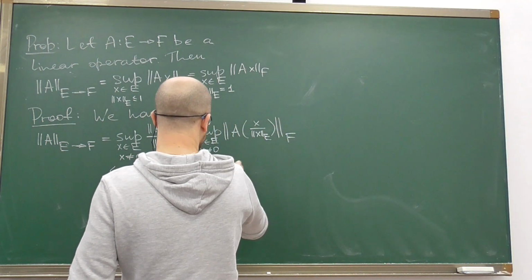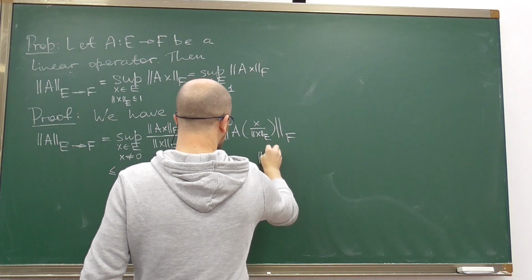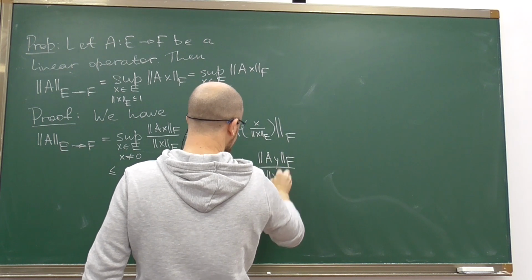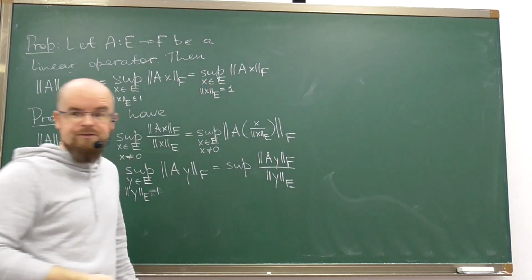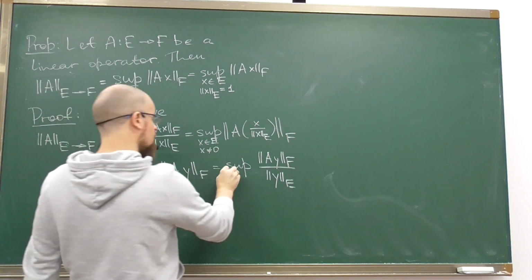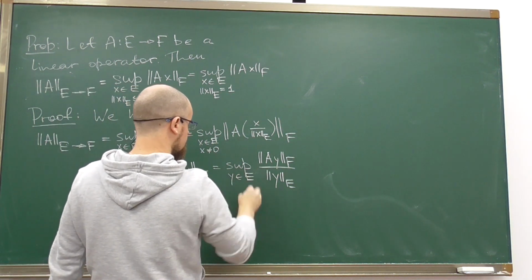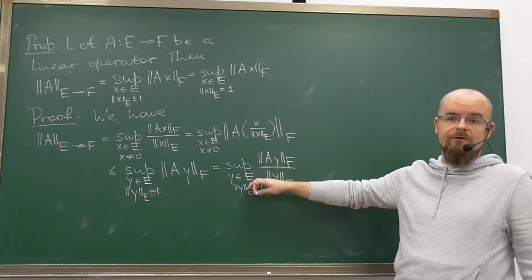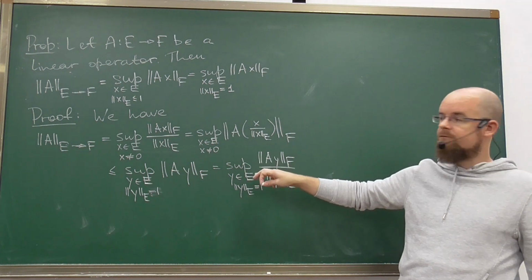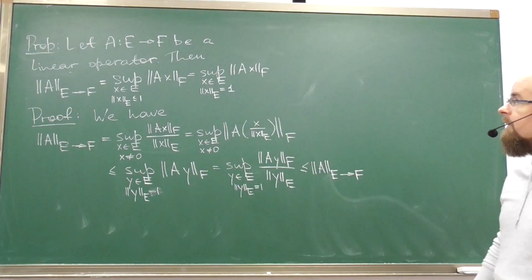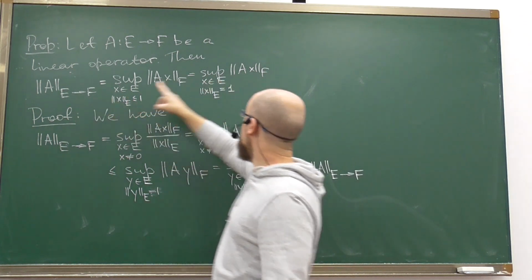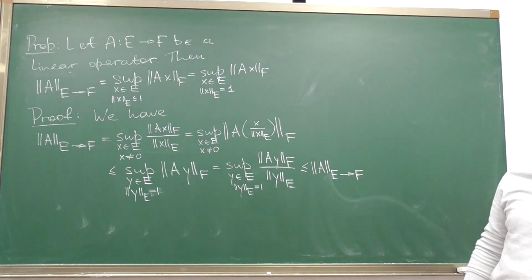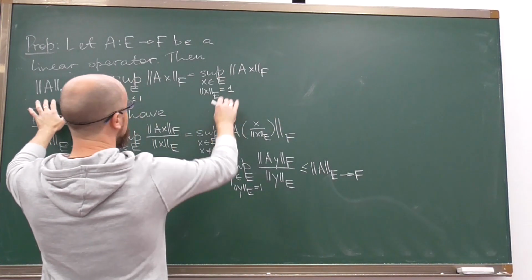Then I can write it like this. Supremum of the norm in F of A of y over the norm of y, which is 1. So over here we're taking the supremum over the sphere, which is less than or equal to the supremum over the whole space, which is the norm of A. So we have proved that the norm equals this one. We started from the norm of A and ended up with the norm of A, so we proved that the norm equals this expression.